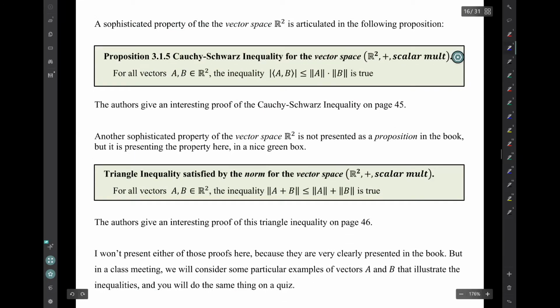But there are some more sophisticated properties of the vector space that are articulated in the book. One is the Cauchy-Schwarz inequality. It's this inequality. For all vectors a and b, if you take the inner product of a and b and then take the absolute value of that inner product, so that's going to be a real number, that's going to be less than or equal to the number that you get by taking the norm of a, the norm of b, and multiplying. The authors give a nice proof of that on page 45 of the book.